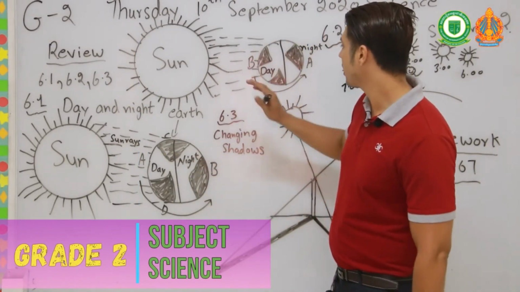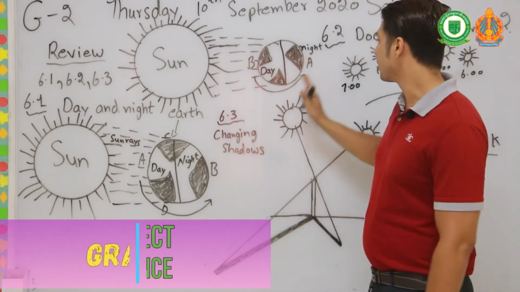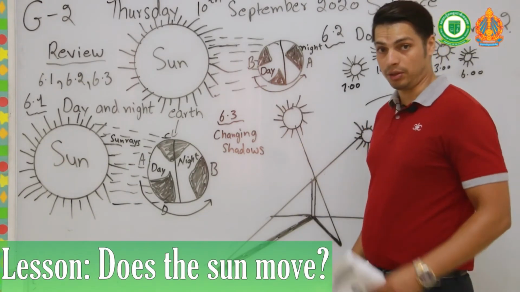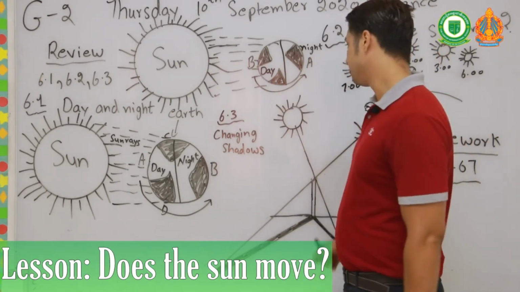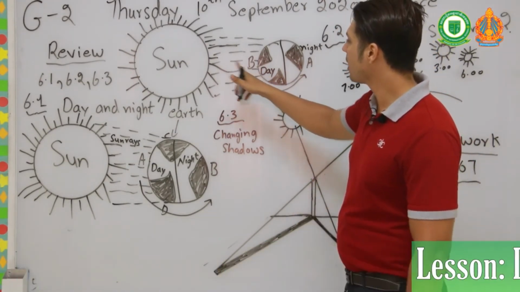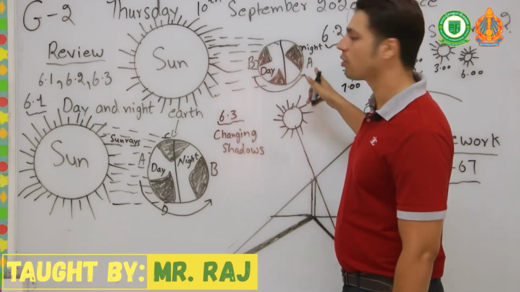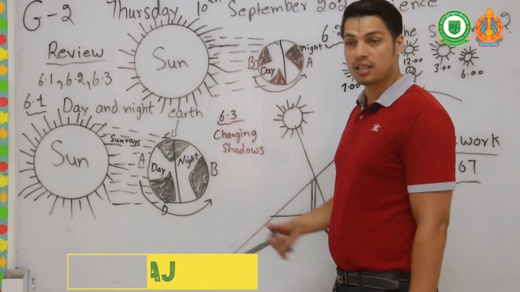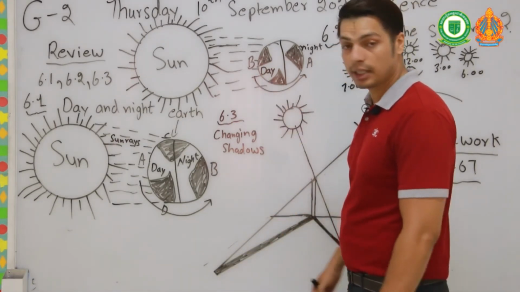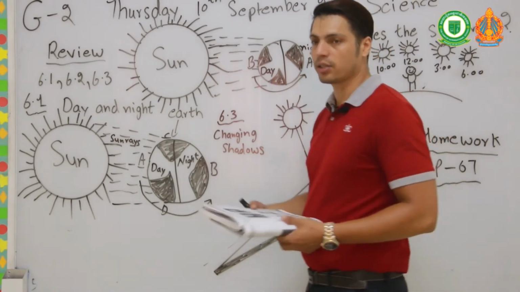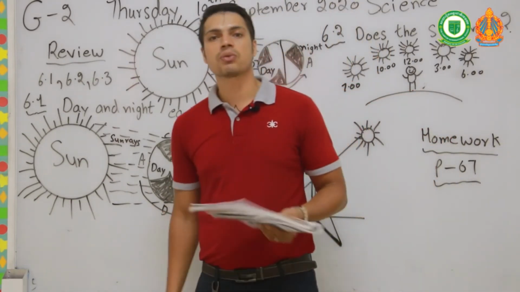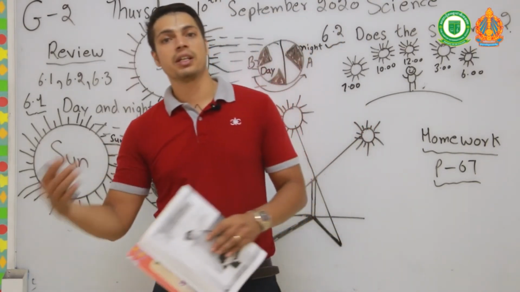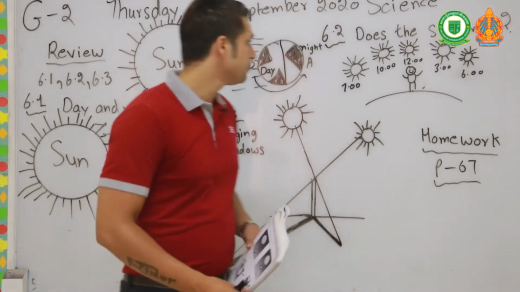So have a look here. Now the earth has spun, okay, towards this side, so the earth spins anti-clockwise. Now B part is facing the sun and A part is not facing the sun, so that's why B part has day and A part has night. So that's why we see day and night, okay. And the earth completes one rotation in 24 hours. That's why in 24 hours we see day and night, okay.